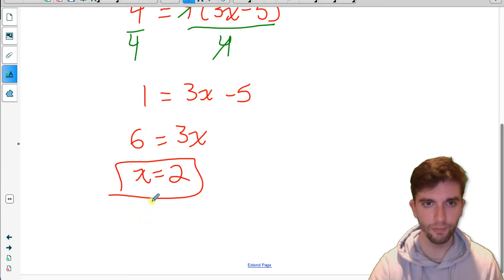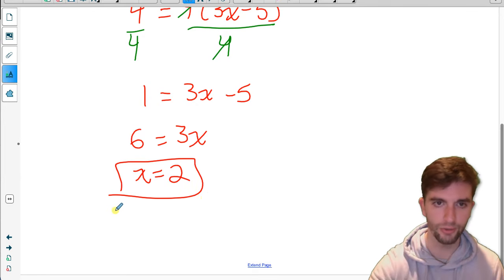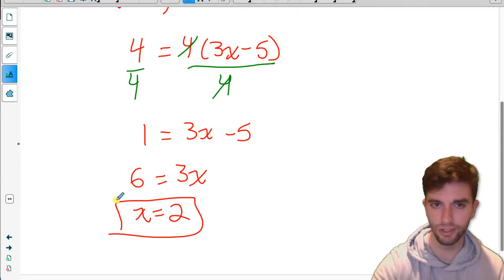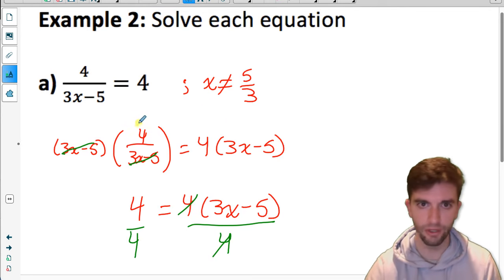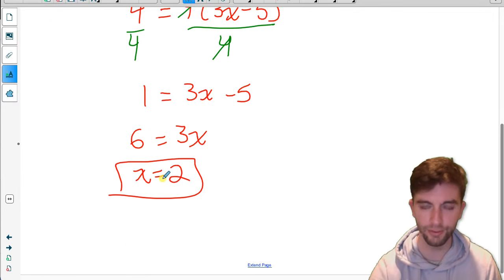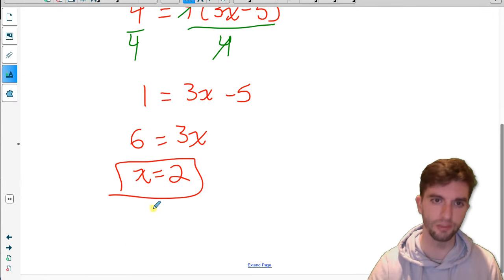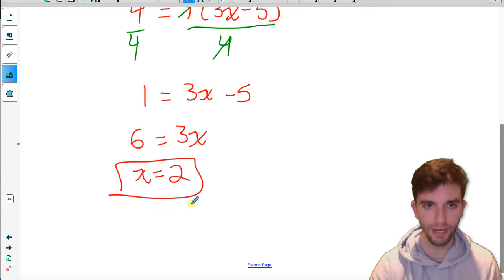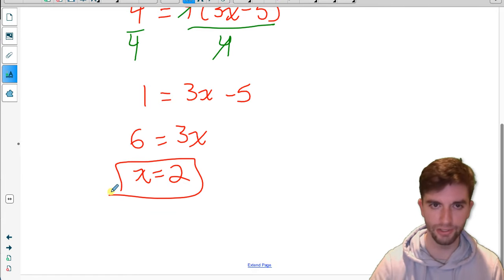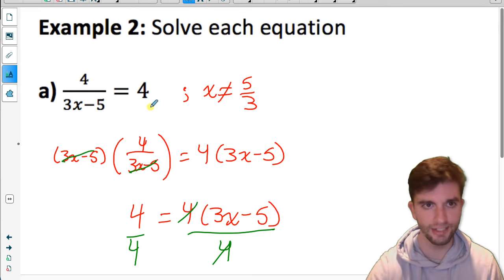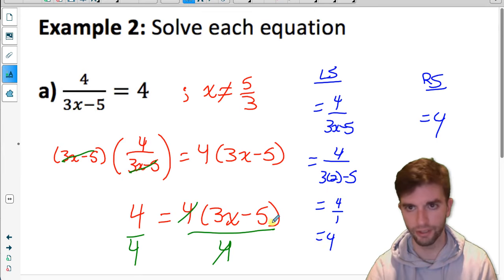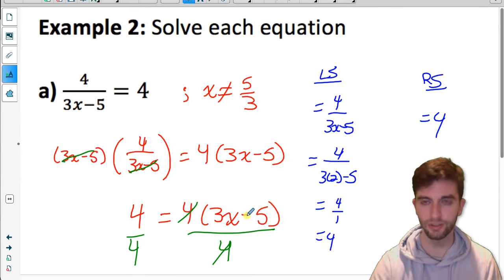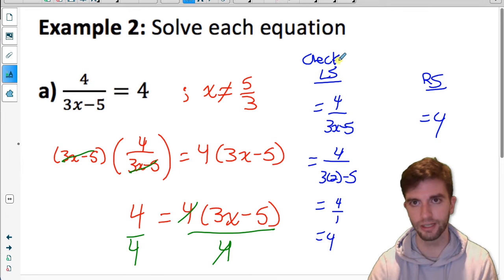I should mention it's also important to check your solution with the restrictions and make sure we didn't find an extraneous solution. We said that x can't be 5 over 3, so if through our solving process we got 5 over 3, we would say that's an extraneous solution. It wouldn't actually be a solution to the equation. But we got x equals 2. That's not a restriction on the original equation, so that should work. I should do a left side, right side check to verify. So left side equals right side, so we found the correct solution to this equation. So this was just a check.